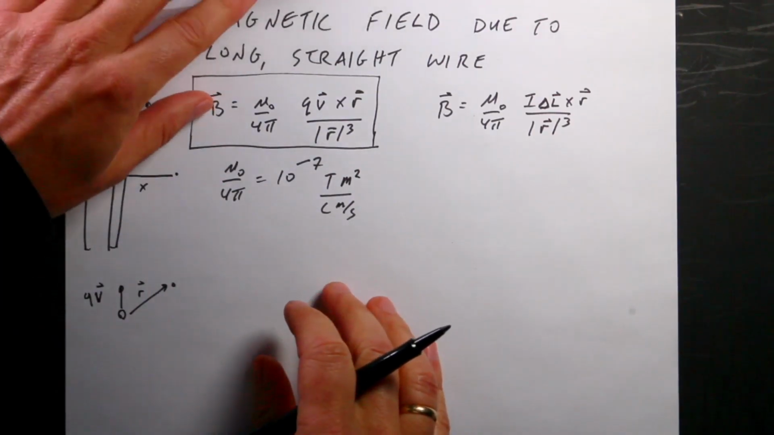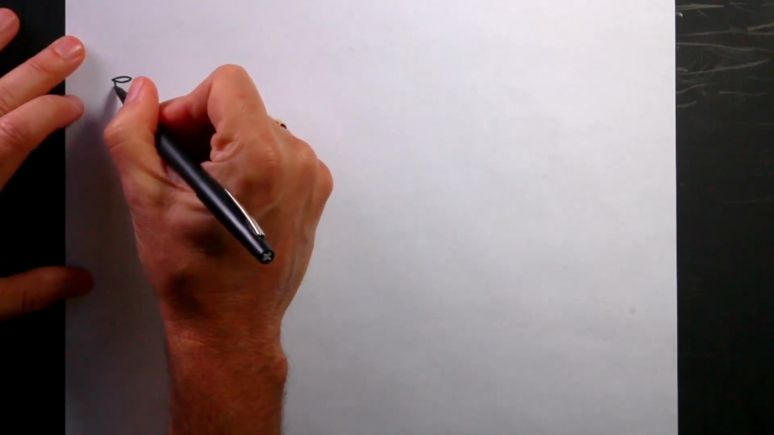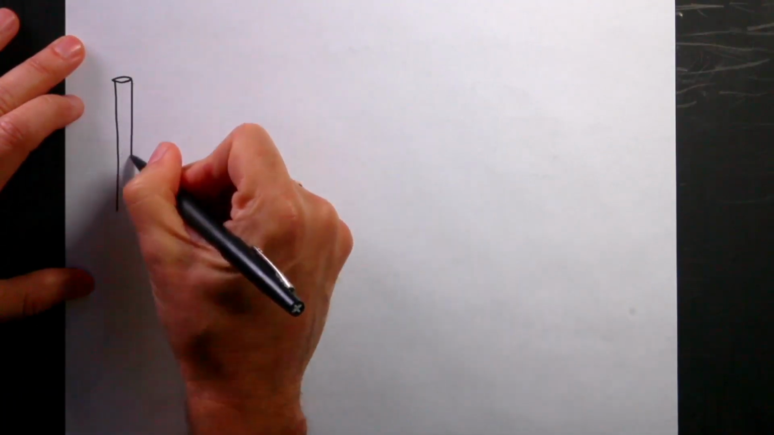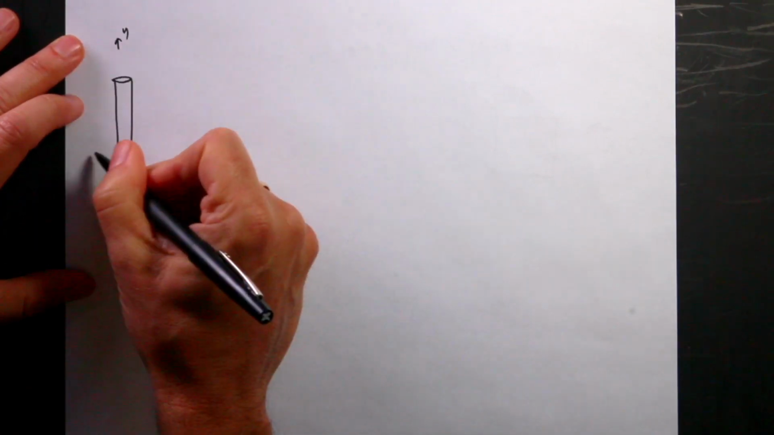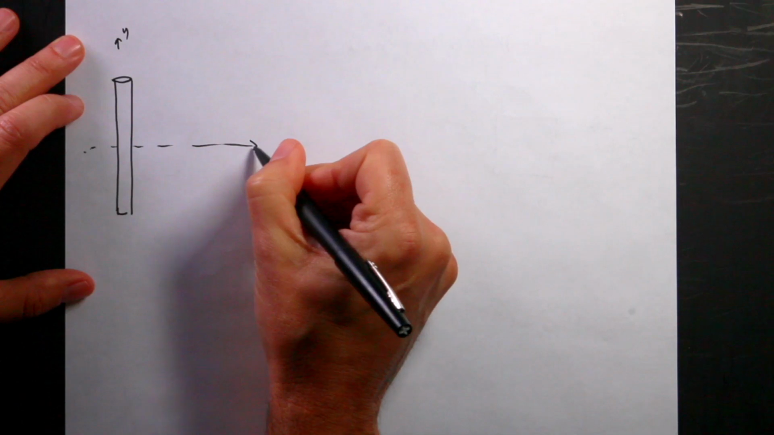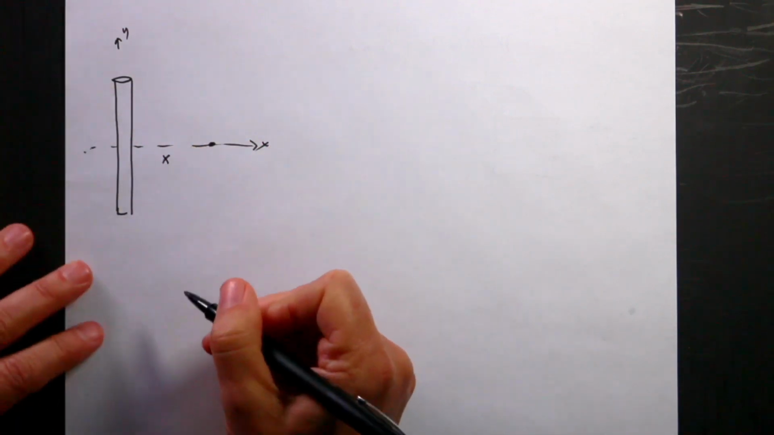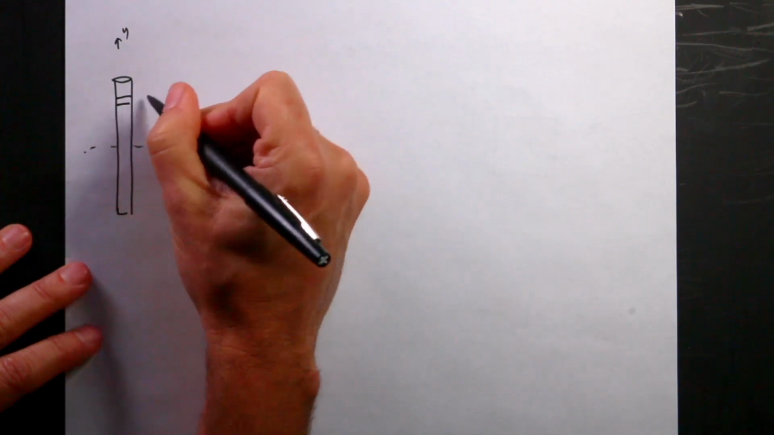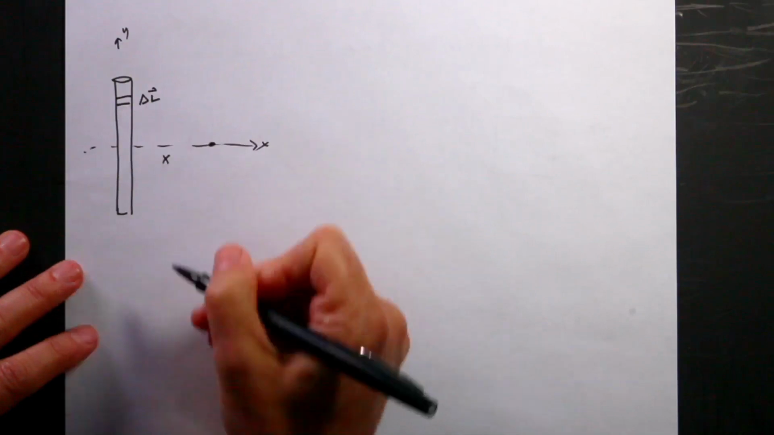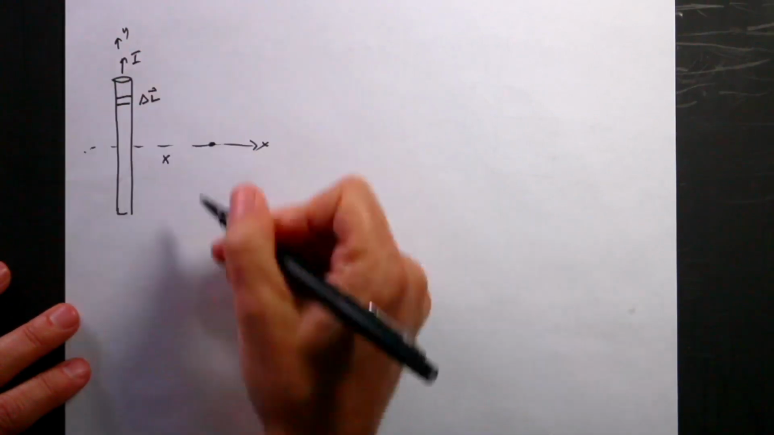Okay, let me just start on a fresh, clean sheet of paper. So here's my wire. This is the y-axis, and this is the x-axis. This is my observation location right here, so that's a distance x. Now, I want to pick a piece right here. That's the delta L vector, and the current is a positive current going up.